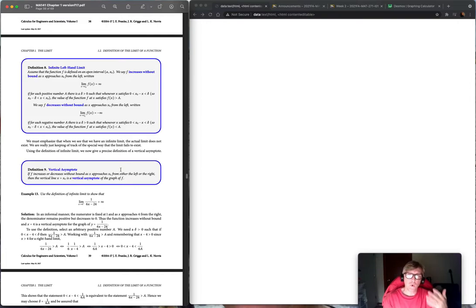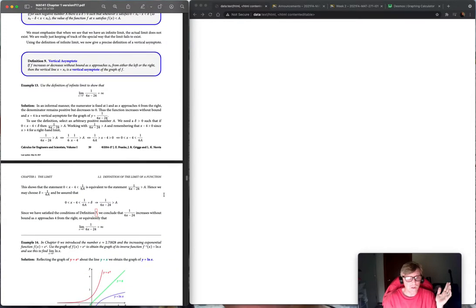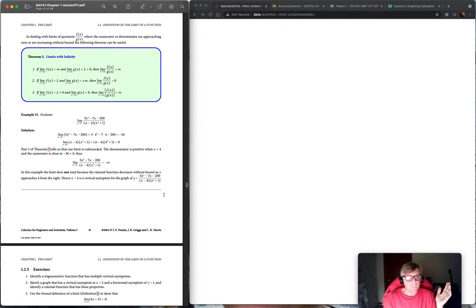And so this is a formal definition of what a vertical asymptote is. It really has limits at its core. Okay, vertical asymptotes are limits, as are horizontal asymptotes. So again, we never learned it like this in pre-calculus because you weren't ready to learn this concept yet. Okay. All right.